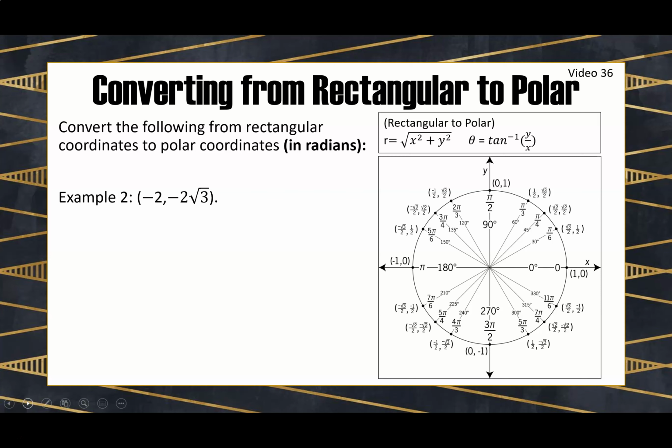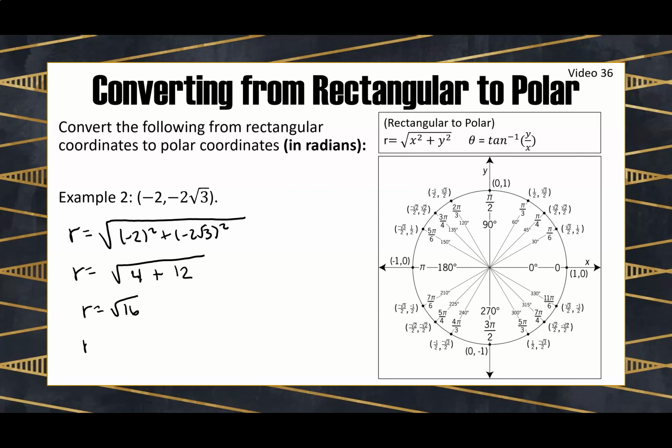So we've got Pythagorean theorem to do first. So we're going to do r equals the square root of negative 2 squared plus negative 2 root 3 squared. Well, that's going to give me square root of 4 plus, well, negative 2 squared is 4 and root 3 squared is 3, so this gives me 12. Really, that's the same problem as the last one that I pulled off to the side. And I get square root of 16, r equals 4.